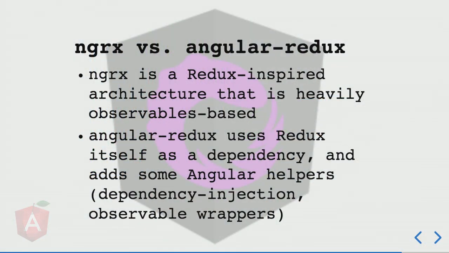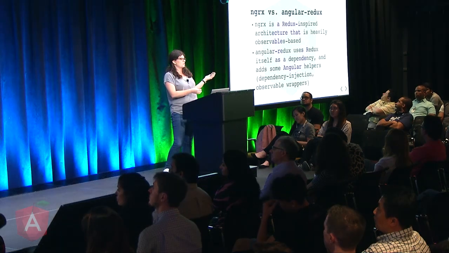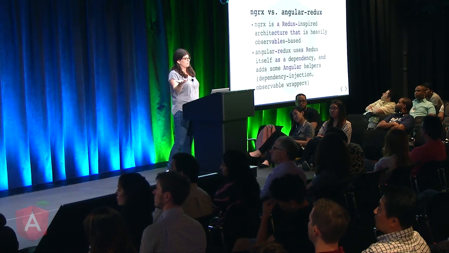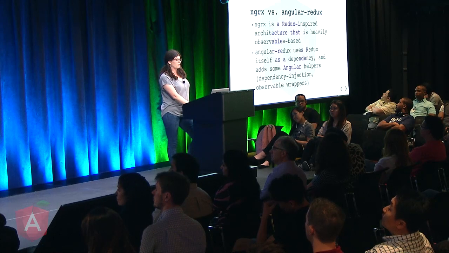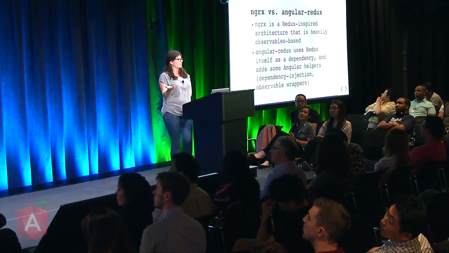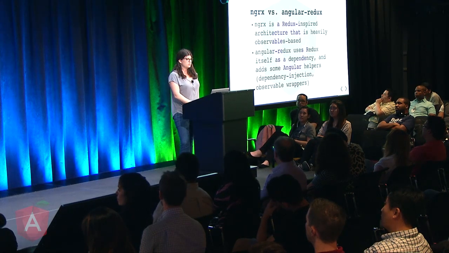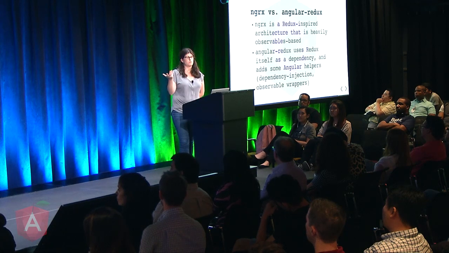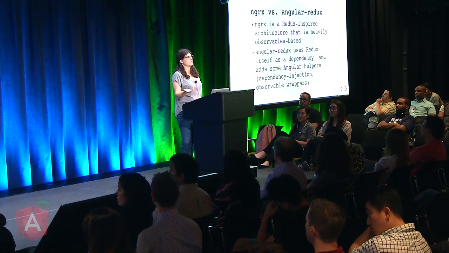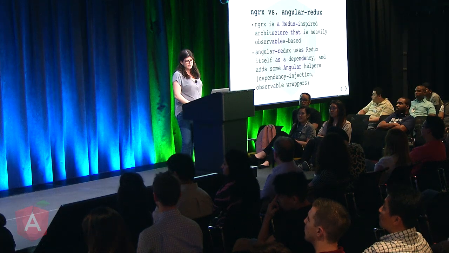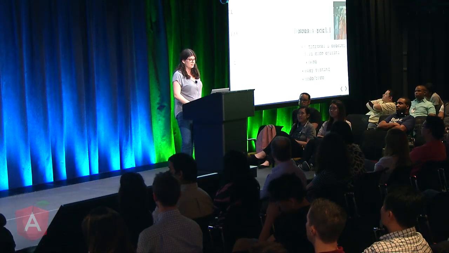I've been using ngrx as an implementation. There are some other options out there. One of the main ones is angular-redux. ngrx is a Redux-inspired architecture that is heavily observables-based, while angular-redux is essentially just a wrapper that uses Redux itself as a dependency and adds some Angular helpers in there. I also think that ngrx is a little bit more well-maintained on GitHub with some more documentation and also some features like effects to help you handle asynchronous calls. But both work perfectly fine.